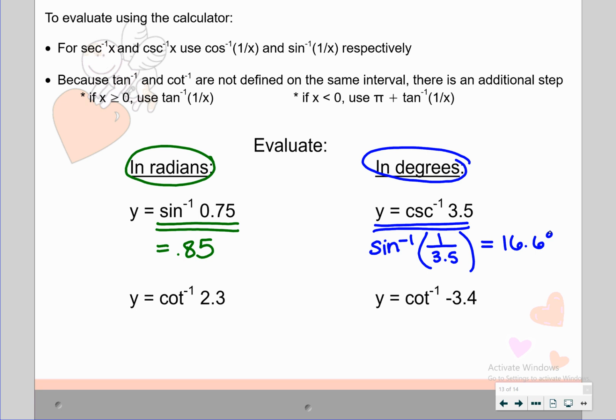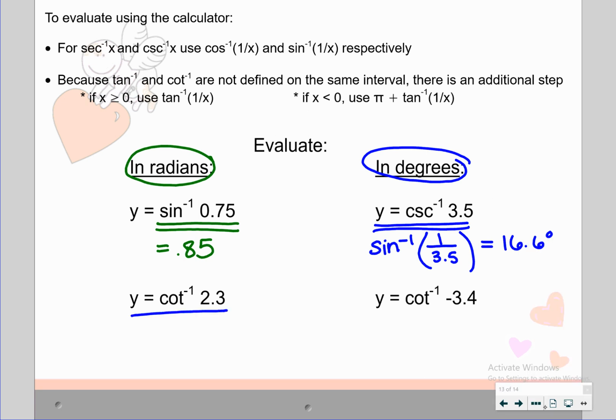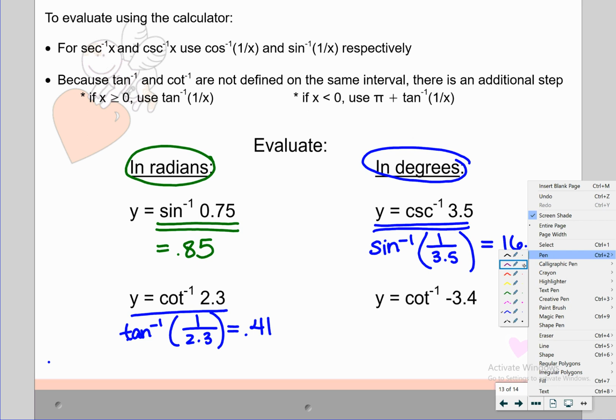All right, inverse cotangent. Now, let's go back to our radians. Okay, so radian mode. And I'm going to type in inverse tangent. So that's its reciprocal function, and the reciprocal of the number. So the reciprocal of the function and the reciprocal of the number. That's how we're doing this. So inverse tangent of 1 over 2.3 in radians is about 0.41. Let's look at the next one.